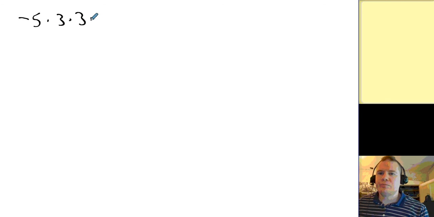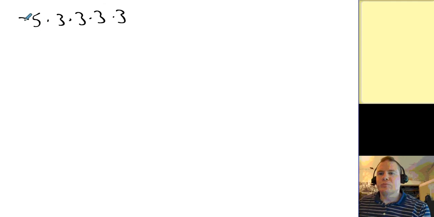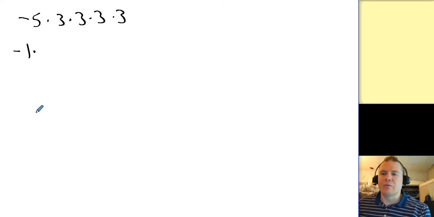Okay, let's look at a few more integer multiplication problems. Maybe, let's try this one. Now, we could go left to right. How many negative signs do we have here? Just one. So we know it's a single negative there. Our final answer is going to be negative.